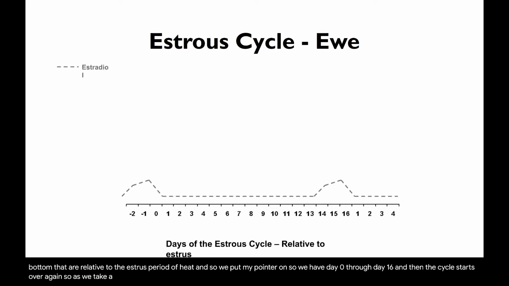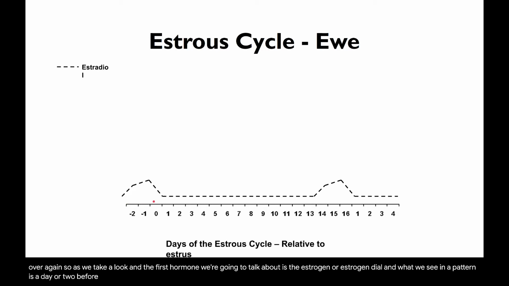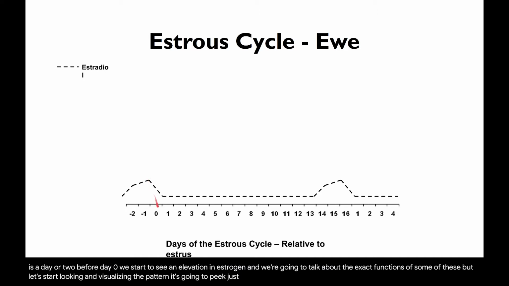As we take a look, the first hormone we're going to talk about is estrogen, or estradiol. What we see in the pattern is that a day or two before day 0, we start to see an elevation in estrogen. We're going to talk about the exact functions of some of these, but let's start by visualizing the pattern. It's going to peak just before day 0 and then fall off again.